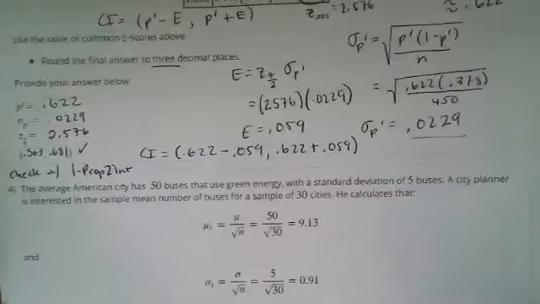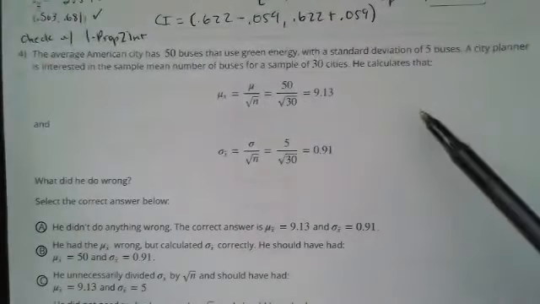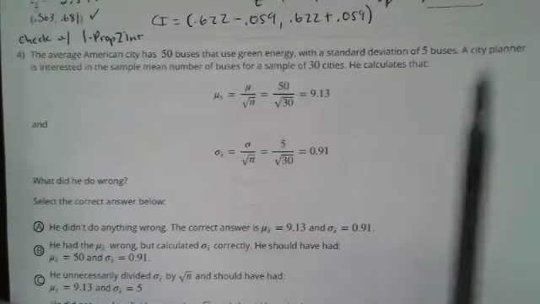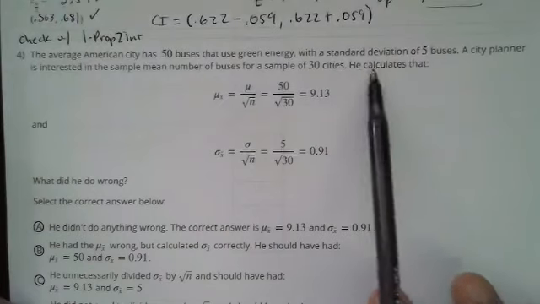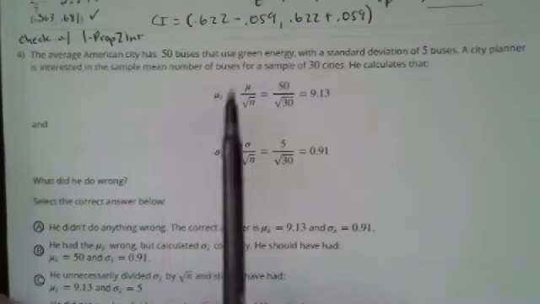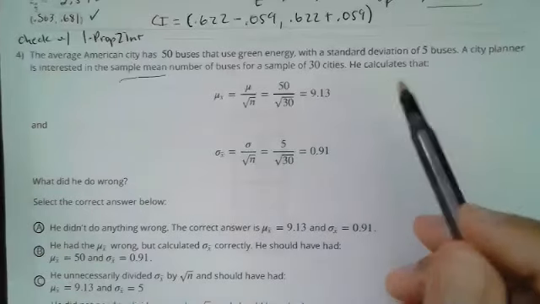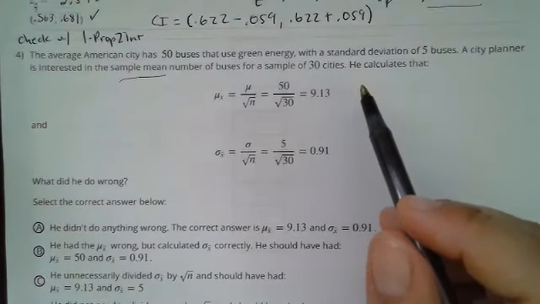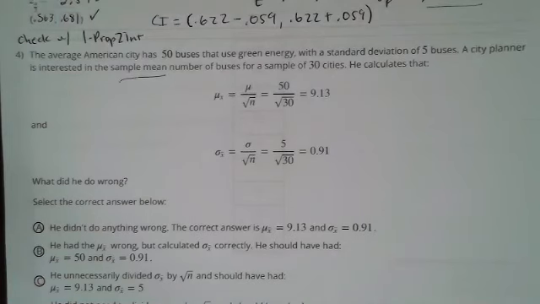Okay, great. All right, so let's continue to number 4. The average American city has 50 buses that use green energy with a standard deviation of 5 buses. A city planner is interested in the sample mean number of buses for a sample of 30 cities. He calculates that mu of x bar is equal to mu over m, and sigma of x bar is equal to sigma over square root of n. And what did he do wrong?